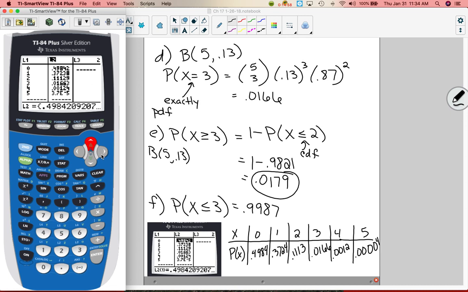Well, I don't have to stop there. If I want the CDF values, I can do the same thing. Second distribution, and now I'm going to go up to the binomial CDF, put in 5 trials. Probability of success is 0.13. Whoops, it didn't take the point. And I want this to get my values also out of list 1.